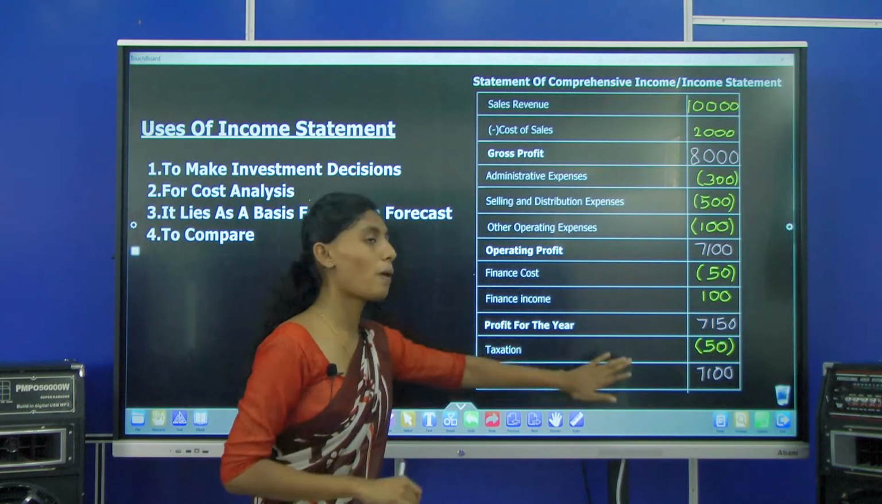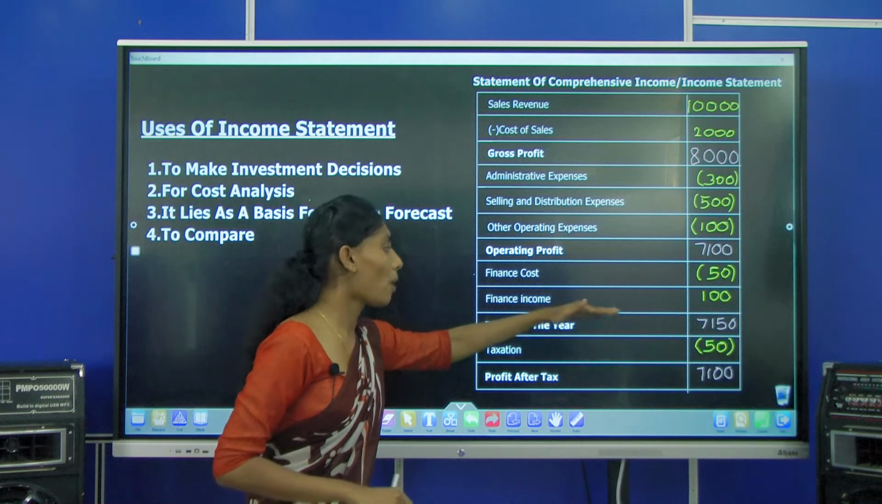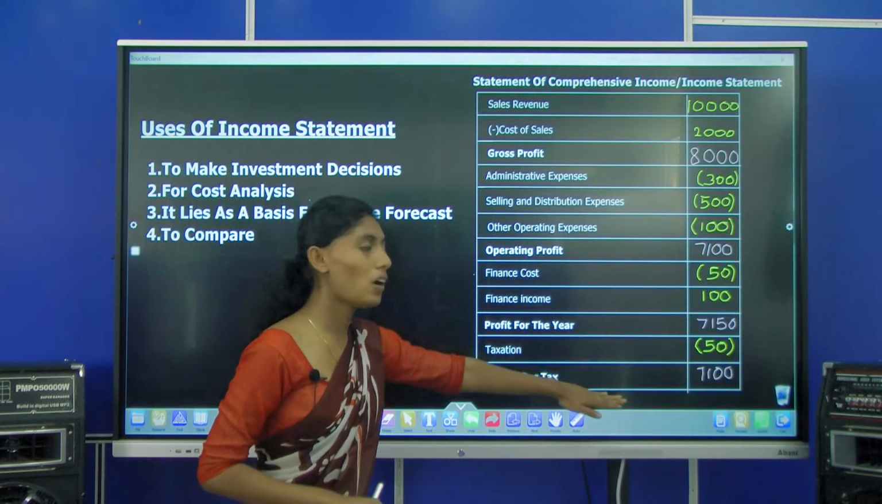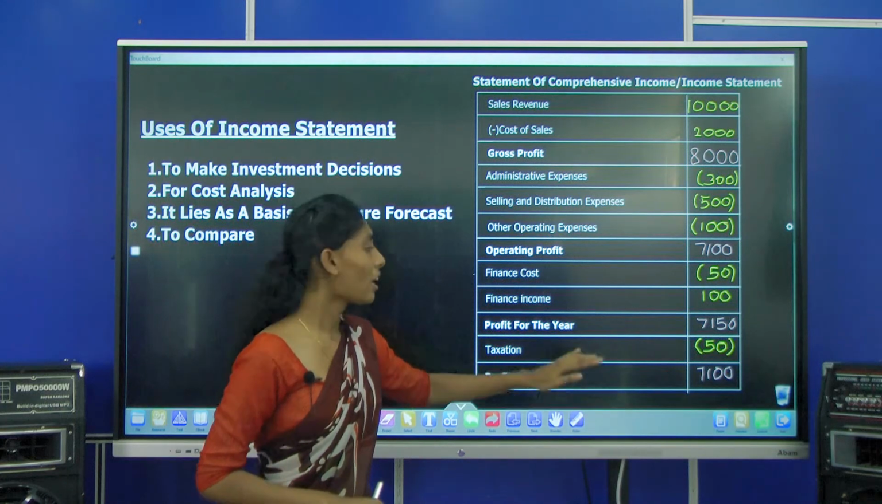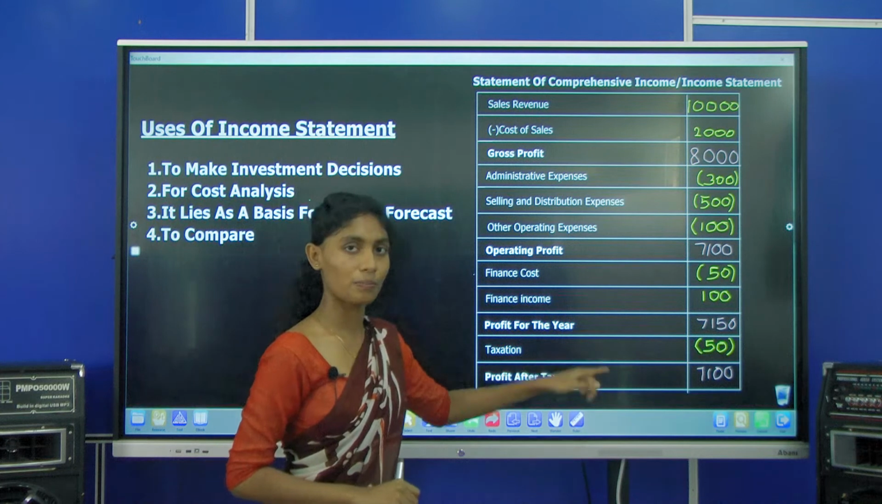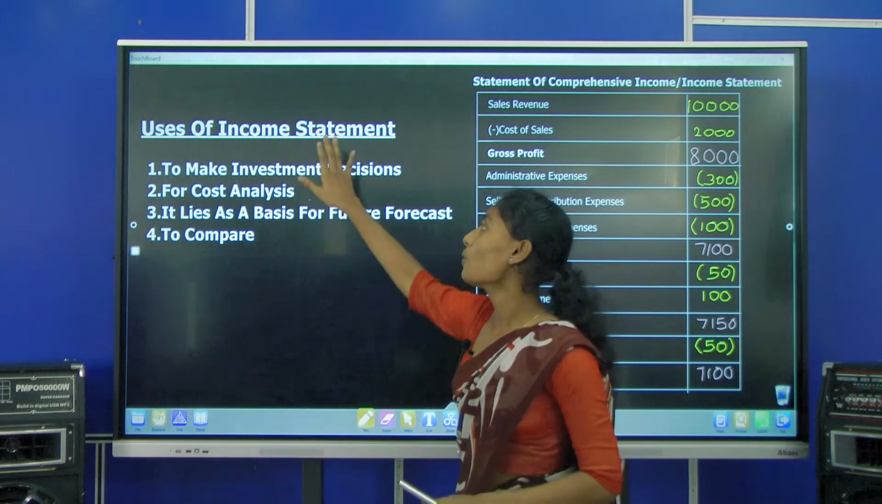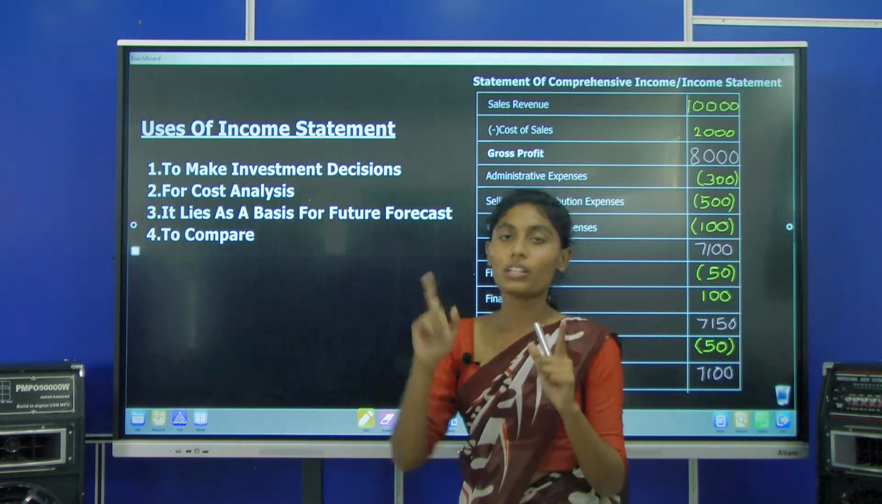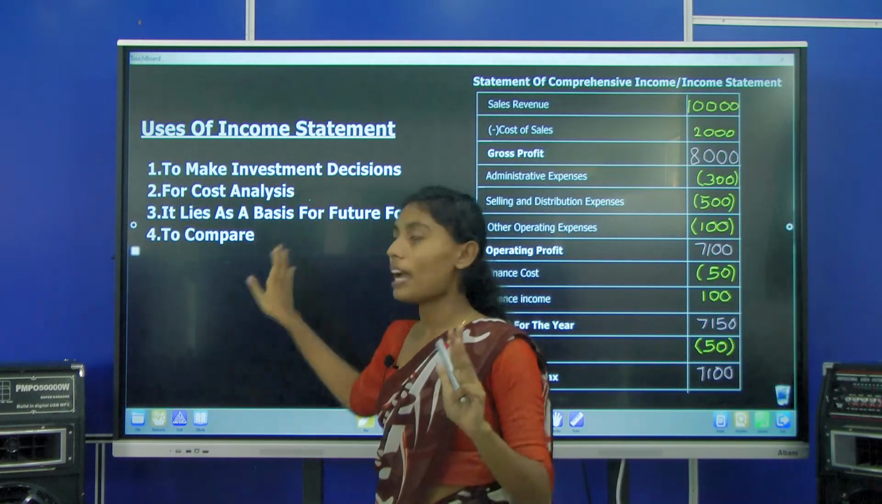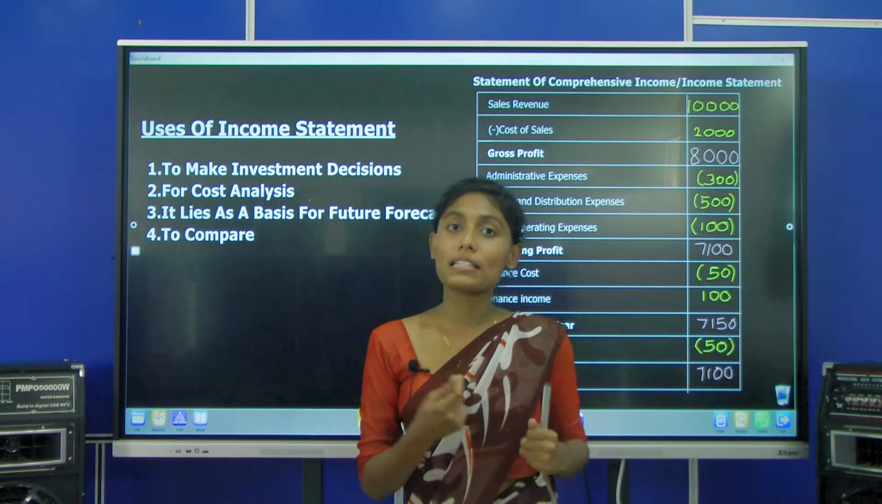Then we have the profit after tax and the profit before tax. If you minus the tax from the profit, then we call that amount profit after tax. If it is before tax, then we call it profit before tax. Then why do we use this? To make investment decisions, for cost analysis, to compare with other companies, and to predict how the business will perform in future.